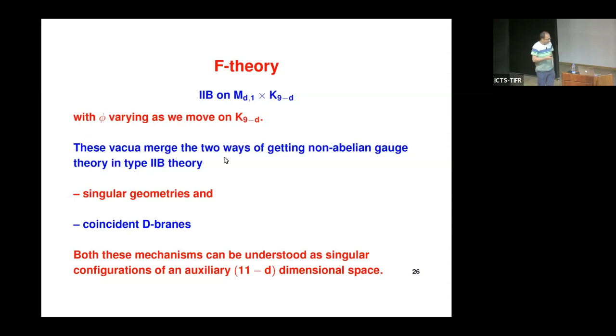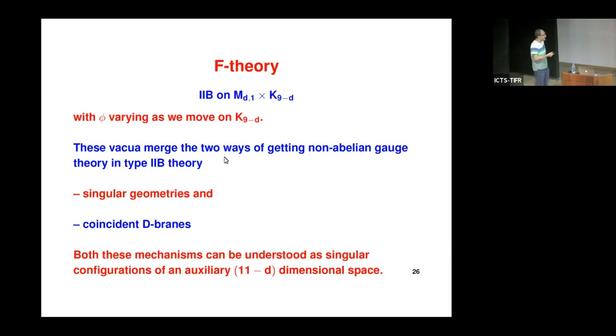And finally, let me discuss another class of vacua called F theory. These represent type 2B string theory on the usual class: d+1 dimensional Minkowski space and a 9−d dimensional compact space. Okay, these I have already mentioned earlier.